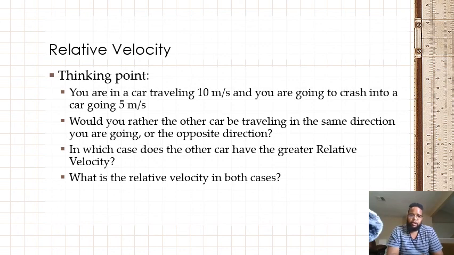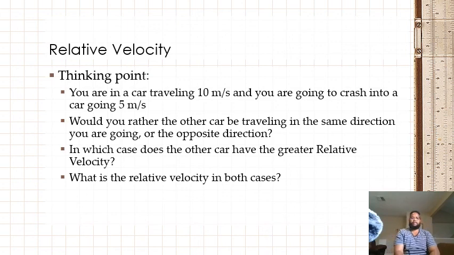Now, if you really think about it, in which case does the other car have the greater relative velocity? If I have to be in a crash, I would rather crash into a car that's going the same direction as me. That would soften the impact rather than if the car was coming at me in the opposite direction. Right? So, in which cases does the other car have greater relative velocity? When it's traveling the opposite direction.